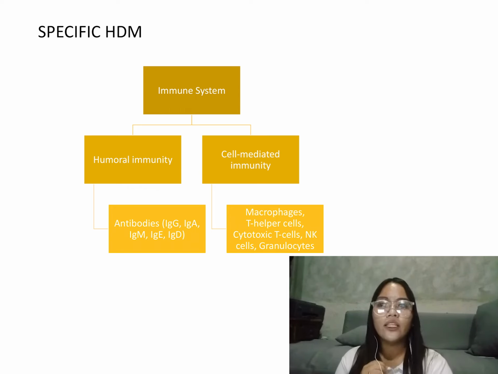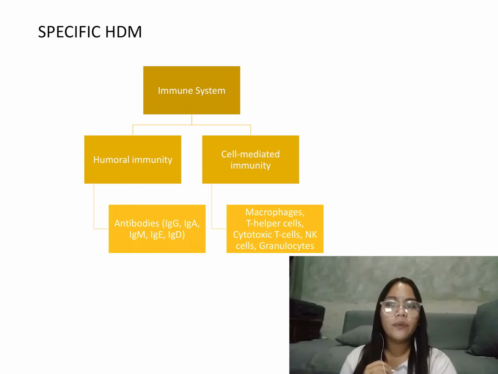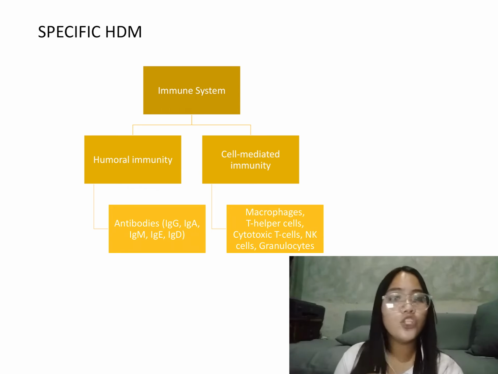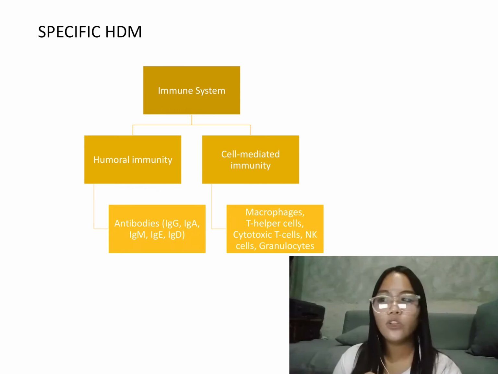NK cells, or natural killer cells, commonly referred to as large granular lymphocytes, are a subset of innate lymphoid cells, a rapidly increasing family of cytotoxic lymphocytes that are essential to the innate immune system. They make up 5 to 20% of circulating lymphocytes in humans. Immune system function: cytotoxic lymphocyte.